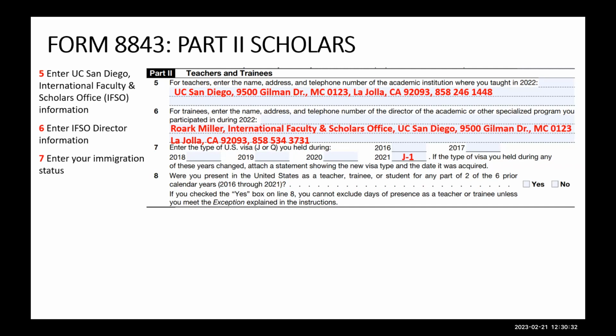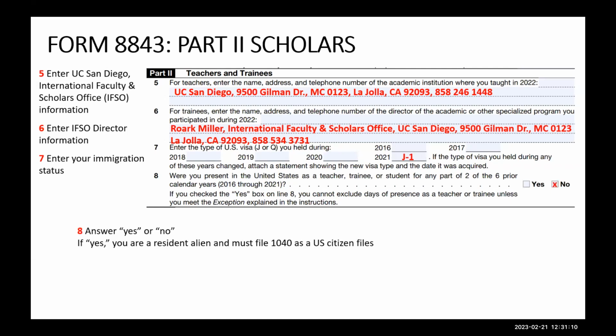And then they're going to ask you for question 8, were you present in the United States as a teacher, trainee, or student for any part of 2 of the 6 prior calendar years? So 2016 through 2021. And I see from this example that no, I was not, because I didn't arrive until 2021. Note that if you had arrived in 2020 and were here in 2021, then you would have to put yes, and you cannot exclude days of presence. So that would probably change your residency status to resident alien for tax purposes.